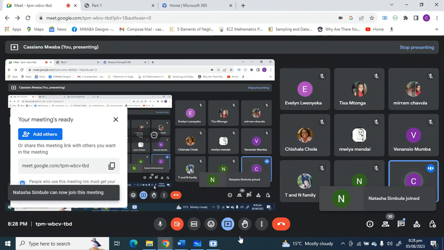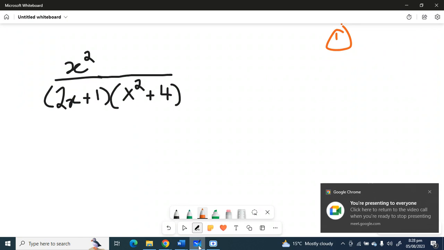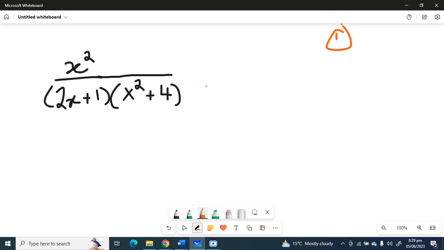So proper or improper, this is a proper fraction. Why? For those who would ask, why are you saying that? Yeah, correct. Why are we saying it's a proper fraction? Yes, the power of x in the denominator is greater than the power of x in the numerator.